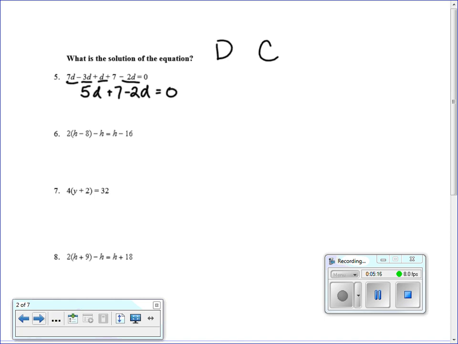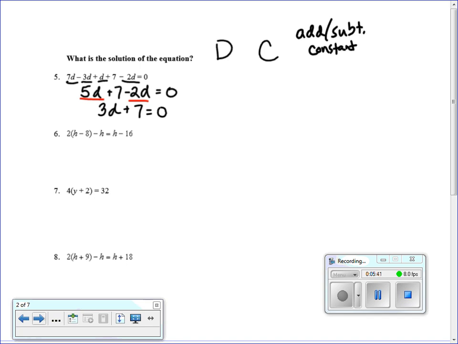Okay, also note that there is a 2d kind of hanging back here at the end. So if you forgot to combine it the first time, combine it the second time. So 5d minus 2d gives you 3d. So we end up with 3d plus 7. Okay, after we combine like terms, then we add or subtract any constants.